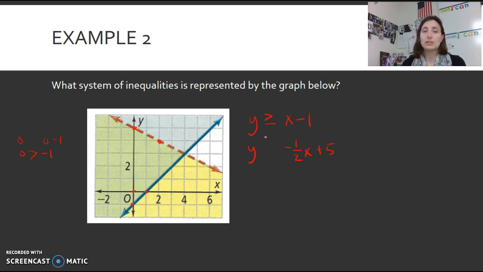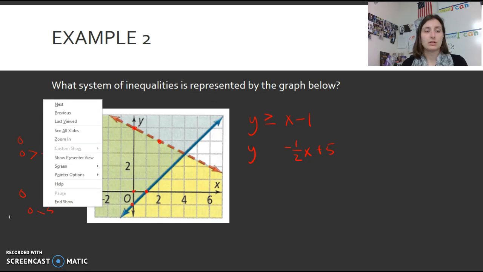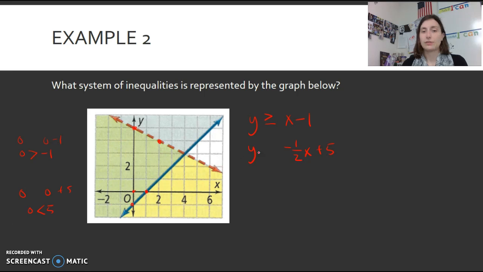I just need to find my symbol. Again, 0, 0 is part of that solution, so I'm going to plug that in. So 0, and then we'd have 1/2 times 0, which is 0 plus 5. So we have 0 compared to 5, and 0 is less than 5. And so that's the symbol that will go in here.